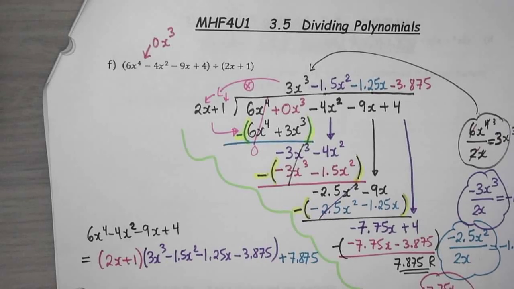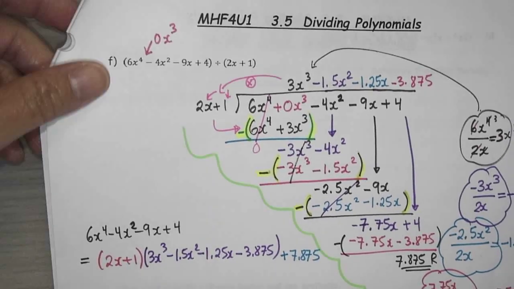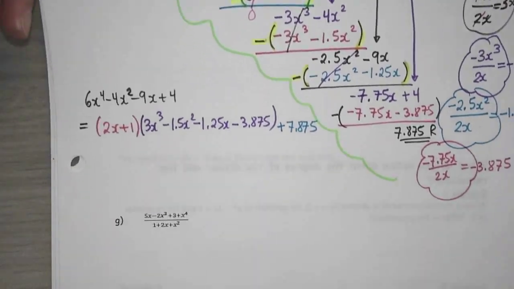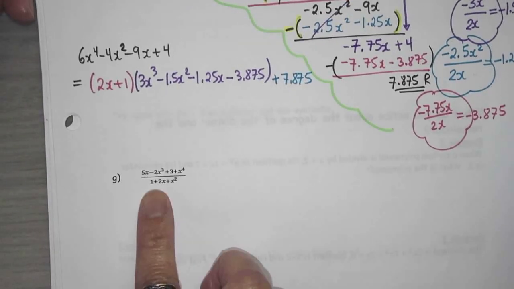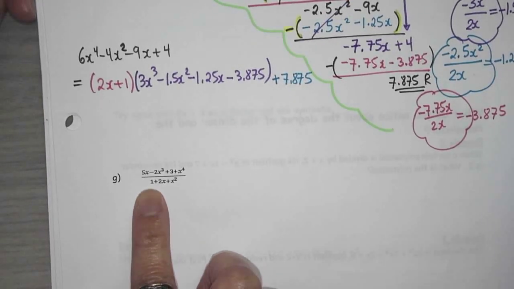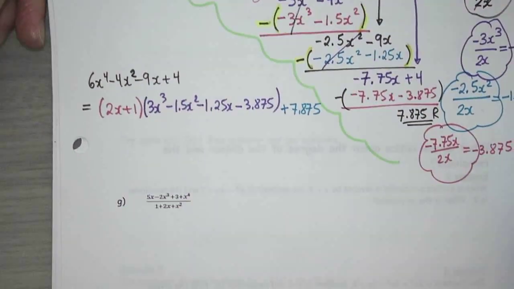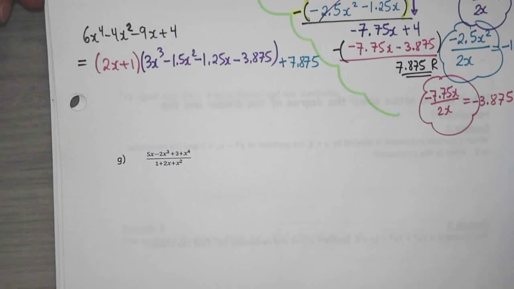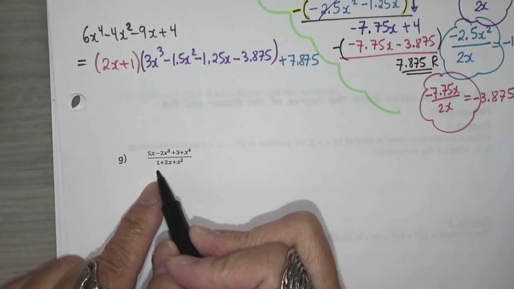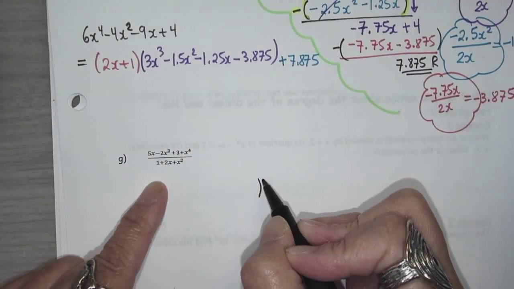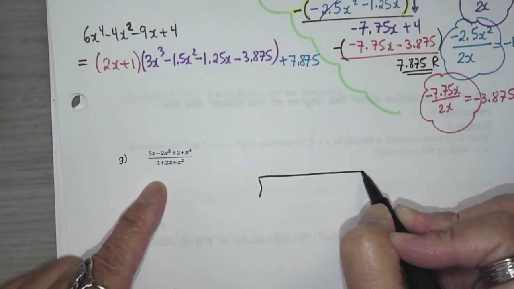We're still on 3.5, and we're still looking at dividing the polynomials. The next one that we're looking at here is what if I'm dividing by something that's not just a binomial. So we've been looking at binomials, but you can divide by trinomials, quartics, quintics, anything you want. There's no limit. 3 is usually where we stop, but you could keep going. So we're going to do this.